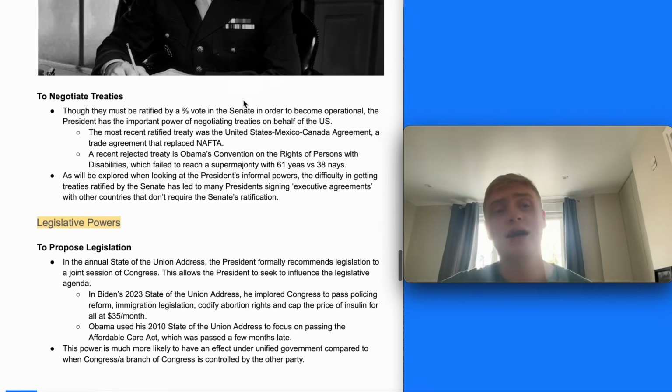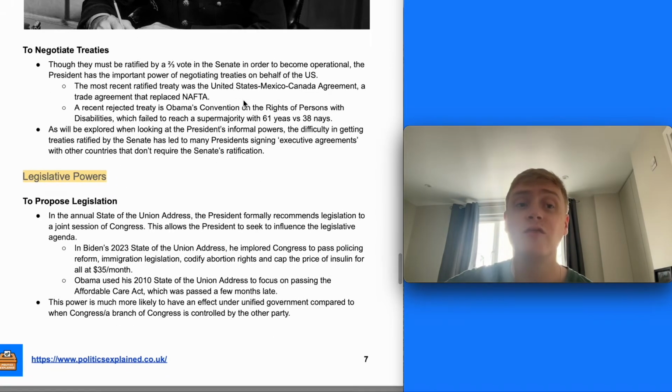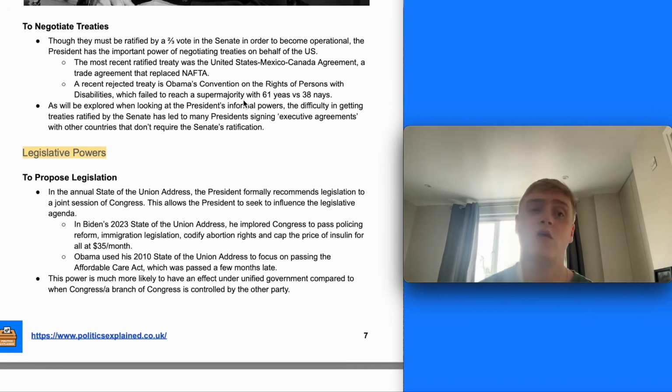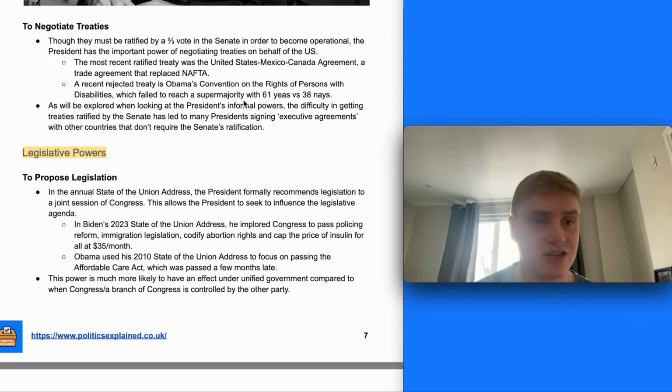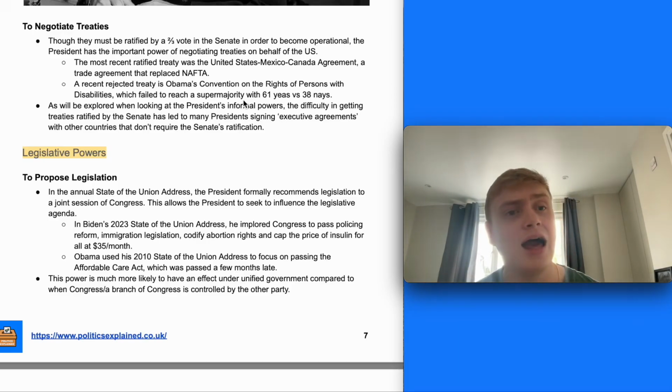Another key foreign policy power is the key formal foreign policy power mentioned in the Constitution. All of these powers, which are described as formal powers, are explicitly written down in the Constitution and given to the president. And that's the power to negotiate treaties. They have to be ratified by the Senate in order to become operational, but it's the president's role to go out and negotiate them.